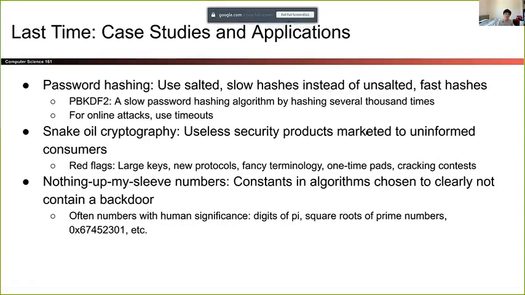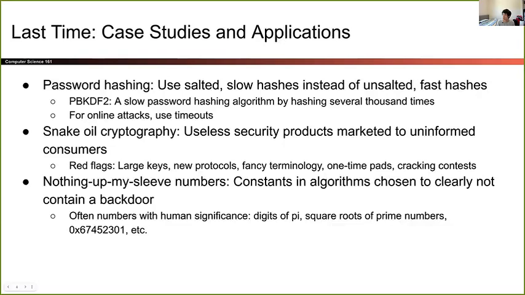We also talked a bit about some case studies and applications of cryptography. For password hashing, we want to use salted slow hashes in order to make the adversary's life more difficult. We talked about snake oil crypto. In marketing, we have a lot of buzzwords that make people fall over and give you money. If you see something like large keys, new protocols, fancy terminology, that's probably an indication that the cryptography isn't as new or as fancy as they're trying to make it seem. And finally, we talked about nothing up my sleeve numbers. Constants in algorithms, sometimes you just need to start with some ones and zeros, and you want to choose numbers with human significance just so that it's clear that there's no backdoor here because of these numbers. It's just some numbers that I needed to choose.